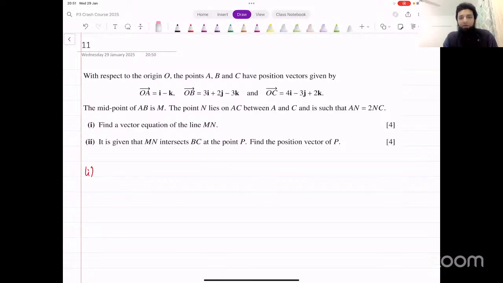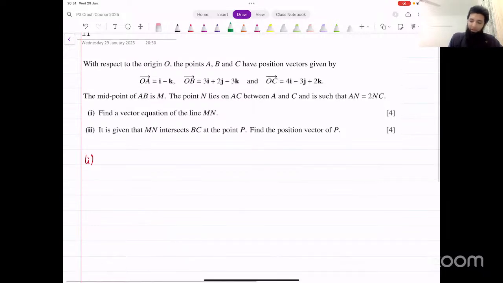Now, how do you find the equation of a straight line in vectors? We need two things for that. We need a point on the line, and we also need the direction vector, right? One point on the line and a direction vector. Now, MN is the line that we're looking for. We need either the point M or the point N. In fact, both, because only then can we find the direction vector. The direction vector would be MN, right? So for that, we need both the vectors M and N. How do you find M and N now?